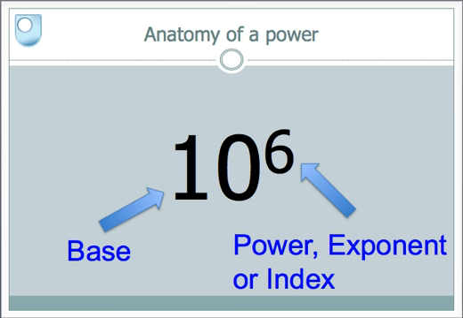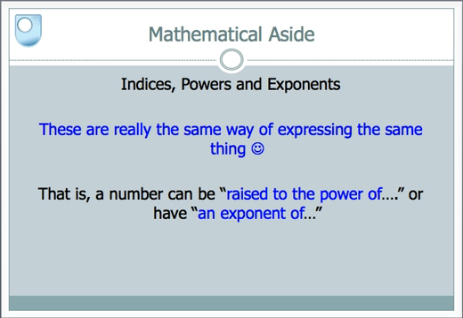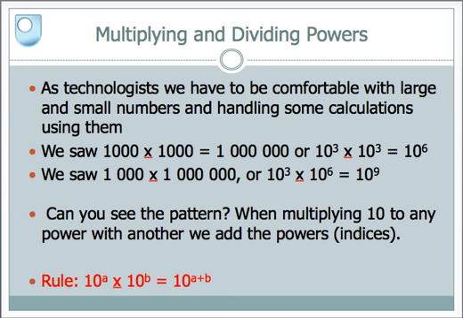Just a quick reminder, the anatomy of the power. We're only dealing with powers of 10 at the moment, and we've seen that we can raise 10 to a power of a number. But sometimes we'll find that it will be referred to as the exponent or the index. It doesn't really matter which way you refer to this number, it's basically expressing the same thing. So we can say things like a number is raised to the power of, or it can have an exponent of. It doesn't really matter.